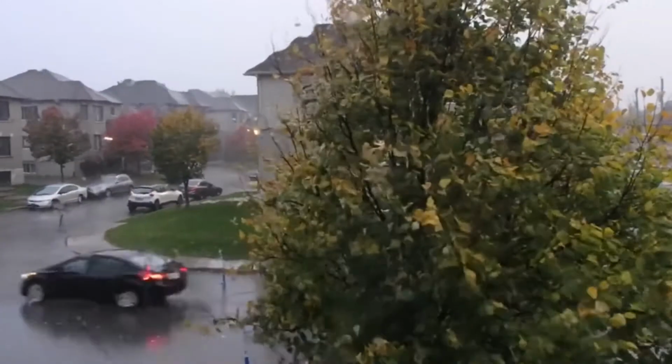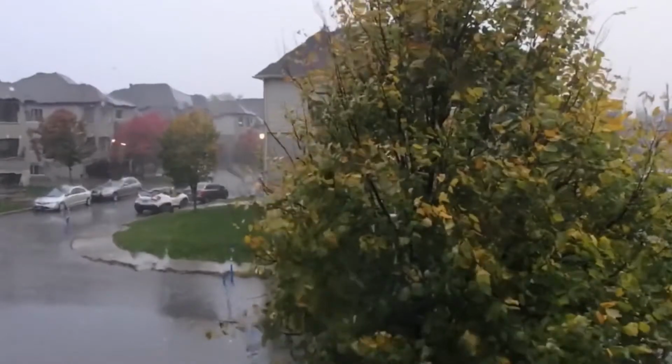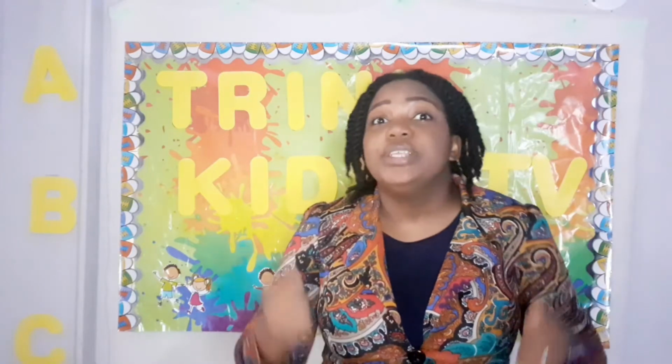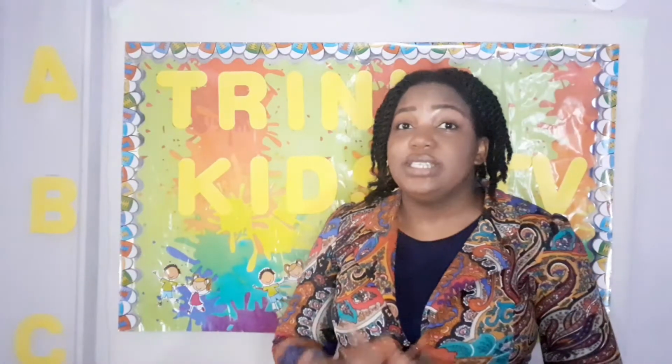Now we can take a look out those windows and see what kind of weather we are having today. Take a look, friends. It's a rainy day today, friends. Yes, and what do we need on a rainy day? Well, we definitely need an umbrella to keep ourselves from getting wet. Or if you have a raincoat, that's a good idea as well. Rainy.